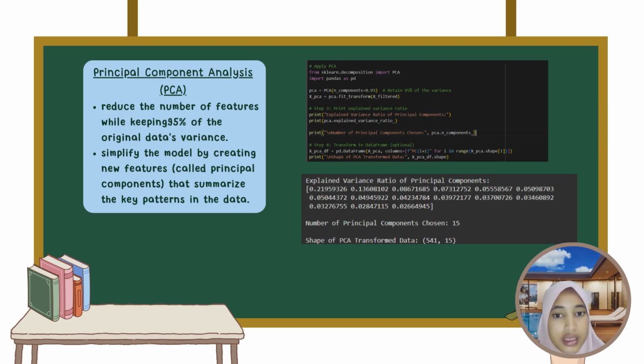After that, we transform the data and convert it into a new data frame. The last step is to print the shape of the new PCA-transformed dataset to see how many principal components were selected and how the dataset size changed. You can see here the PCA components: the number of principal components chosen is 15, and the shape of the PCA-transformed data is 15 also.